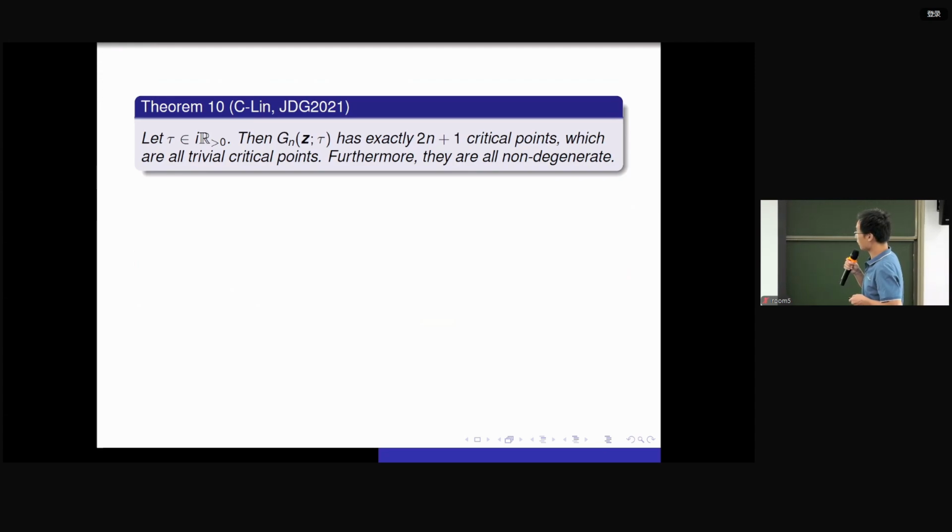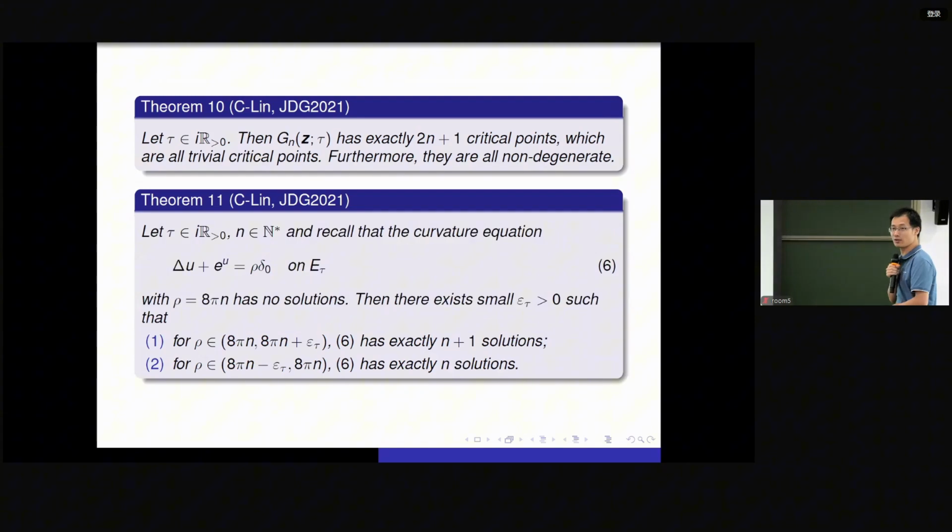So for the case tau purely imaginary, the previous result already told us the Green function G_n has exactly 2n plus 1 critical points, which are all trivial critical points. And later we can say more. We can say all these critical points are non-degenerate. These 2n plus 1 critical points are all non-degenerate. And this result has an interesting application to this mean field equation.